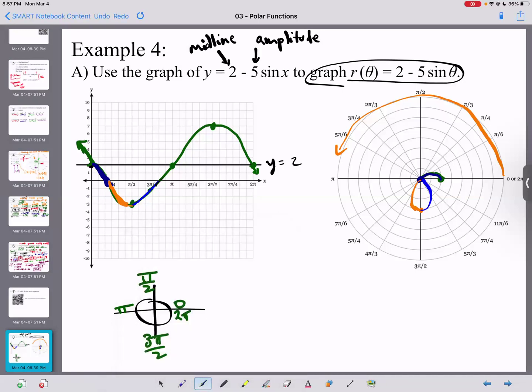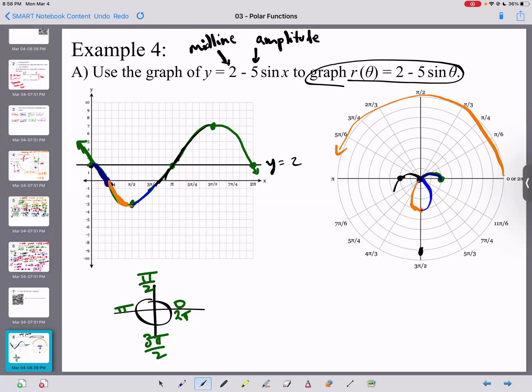Now I'm going to go up, and at pi, I should be out 2 circles. So if I want to be accurate, I'll put that on there. At pi, so I'm going around this way, I'm at 2 circles. I'm going to go all the way out to the maximum, which is 7 units at 3 pi over 2. So at 3 pi over 2 should be 7 circles. 1, 2, 3, 4, 5, 6, 7 right here.